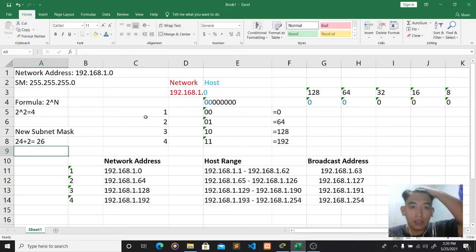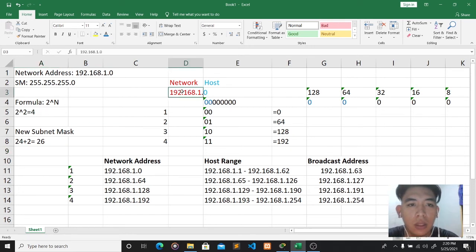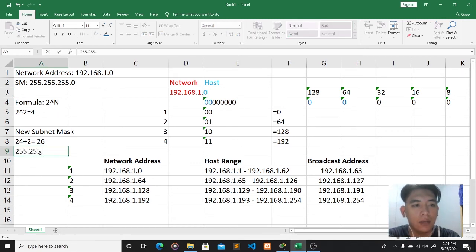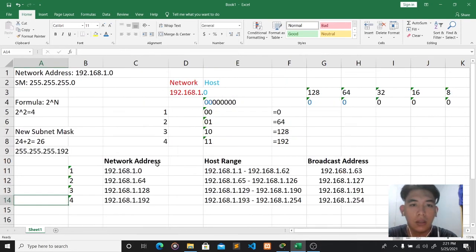So since 26 siya, nag-borrow tayo ng 2 bits, so 128. Since ito 24 na ito plus 2, ano yung 2 dito? 128 plus 64 is 192. So 255.255.255.192. Okay, so nakuha na natin yung new subnet mask, yung network address, host range, broadcast address. I-configure na natin or maglalagay tayo ng IP address sa bawat network natin.